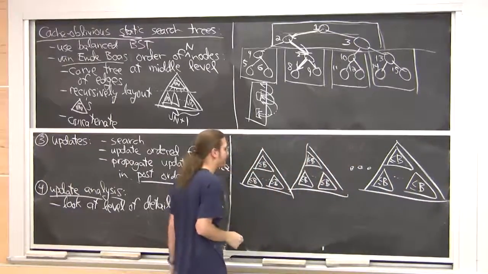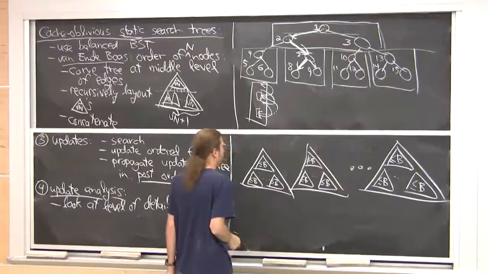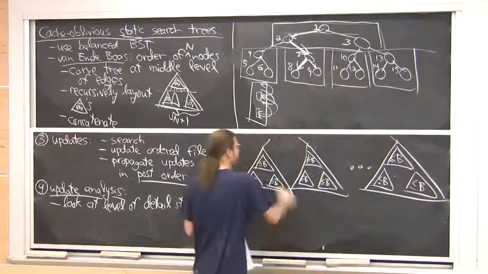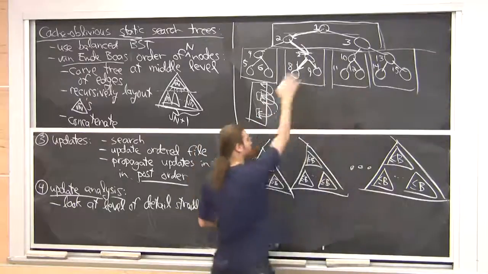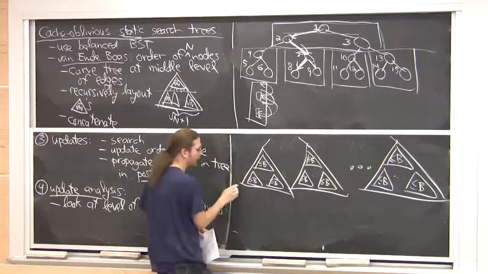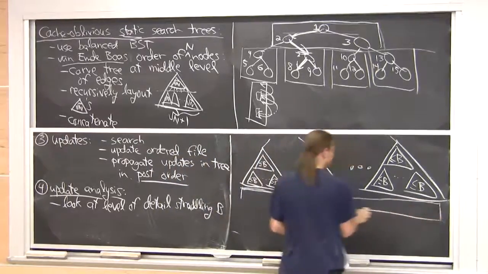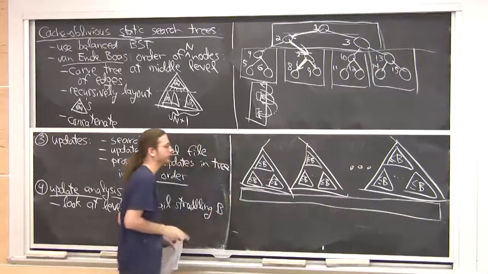Okay. What I'm drawing here is actually the bottom of the tree. So a real tree is like this, and I'm looking at the bottom where the leaves are because I care about where I connect to this ordered file. So there's the ordered file at the bottom.